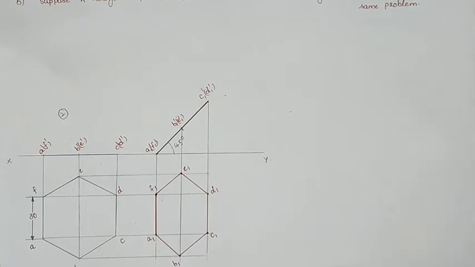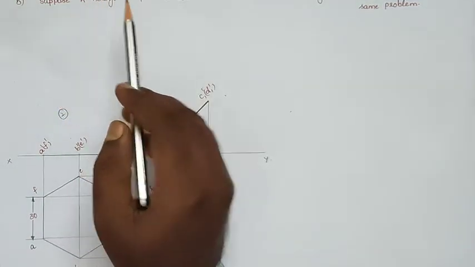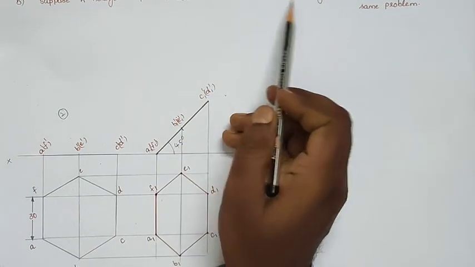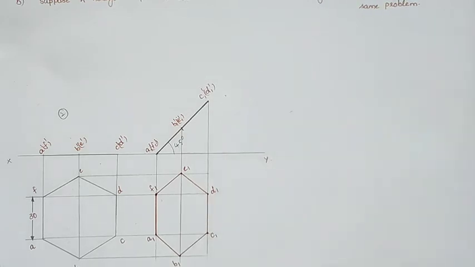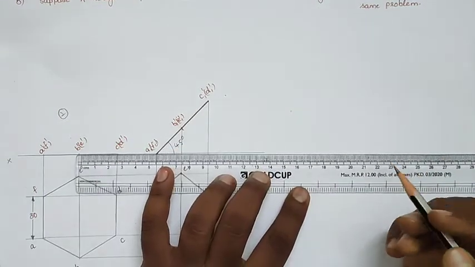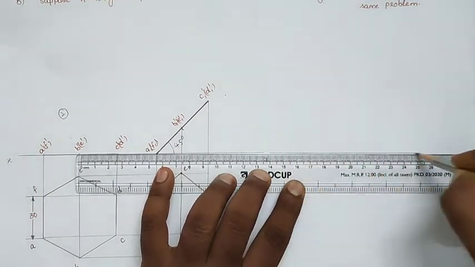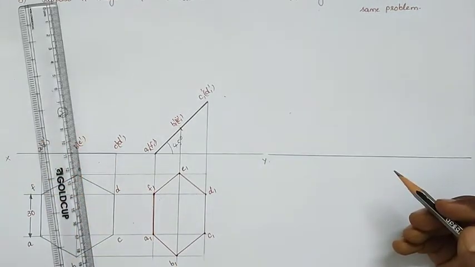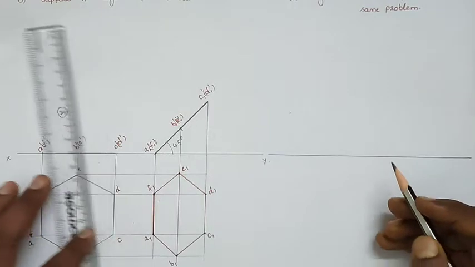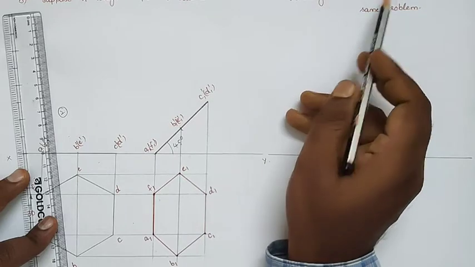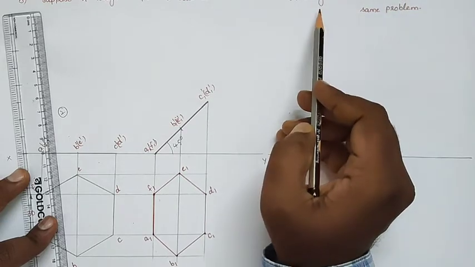Coming to the next problem, the same problem: a hexagonal plane of side 30 mm has a corner on the ground. Corner on the ground means on the HP. Draw the projections for the same problem. I already discussed how we draw the projections of the hexagon when a corner is given. Keep a corner, from the center of that plane, parallel to the reference line. Here also the corner is on the ground, and the surface inclination is the same, 45 degrees with respect to the HP.